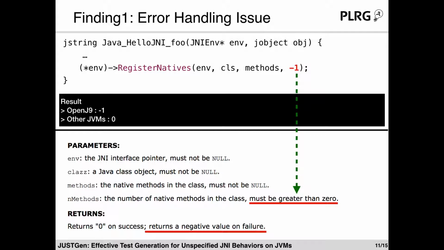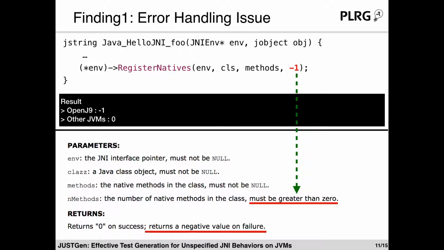This is the case where the JVM returns incorrect return values. The upper side of the slide shows the test case at the source code level, and the bottom side represents the corresponding JNI specification. RegisterNatives is a JNI function which registers the native functions received as a third argument, and the fourth argument represents the number of native functions to be registered. As stated in the JNI specification, the fourth argument must be a number greater than 0.